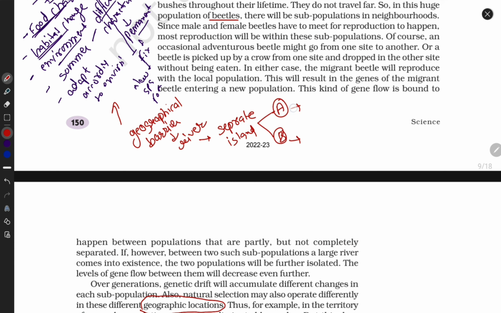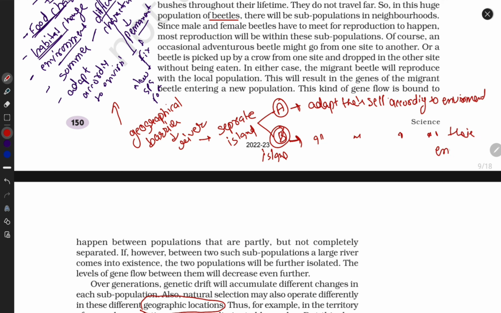This island A and B adapt themselves according to their environment, guys. But previously, before the barrier, they all lived on the same island, but now they are in different ones.